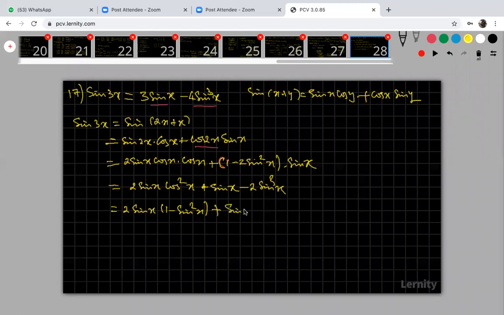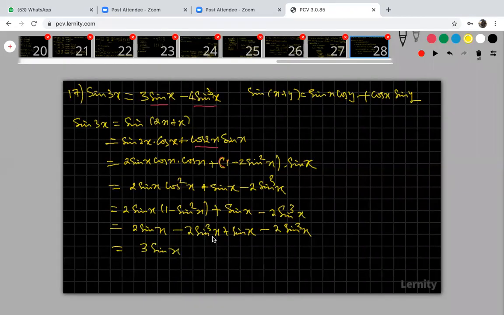So here this is sin x minus 2 sin cube x. Okay, now multiply that. What is the answer? 2 sin x, this is minus 2 sin cube x. This is sin x, this is 2 minus 2 sin cube x. Okay, now look at that. Here 2 sin x, here 1 sin x, totally 3 sin x. Here minus 2 sin cube x, here minus 2 sin cube x, totally minus 4 sin cube x. This is your answer. See the answer: 3 sin x minus 4 sin cube x.